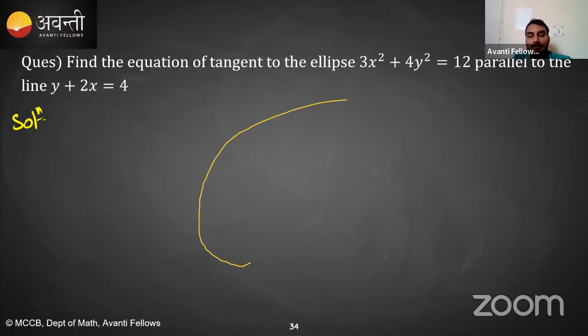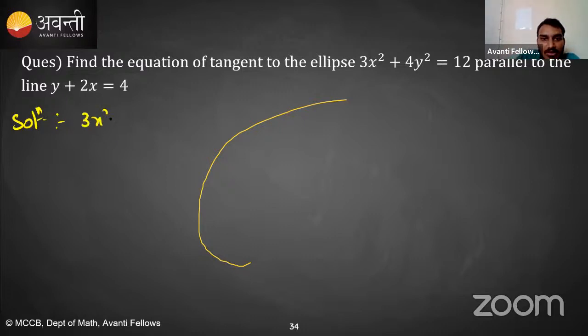Okay, so now the question is asking us: find the equation of tangent to the ellipse 3x square plus 4y square equal to 12 parallel to line y plus 3x is equal to 4. First of all we have to see how this is an ellipse, because so far we have studied only one equation of ellipse, x square upon a square plus y square upon b square equal to 1, right?